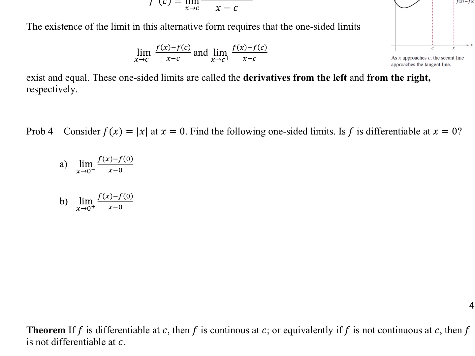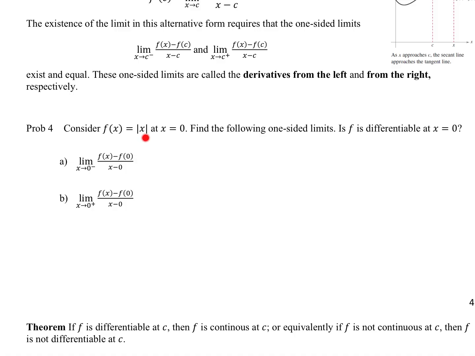Now let's consider the following function, absolute value of x. By the way, the graph of absolute value of x looks like this, right? It's a V shape here. And we want to find the following one-sided limits. So look at the first one. This is the left-sided limit, the derivative from the left.